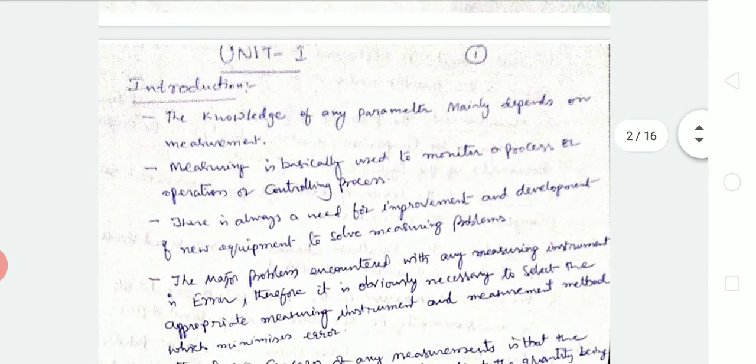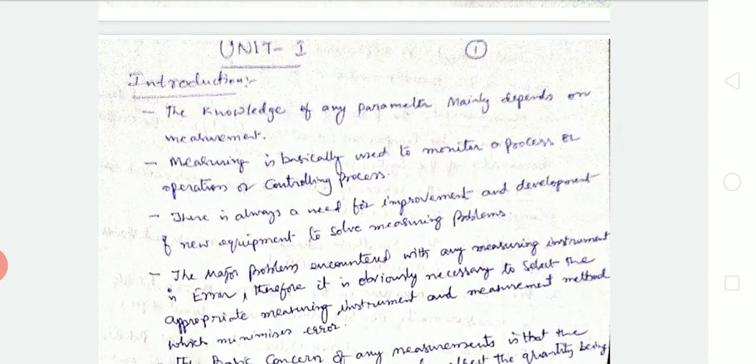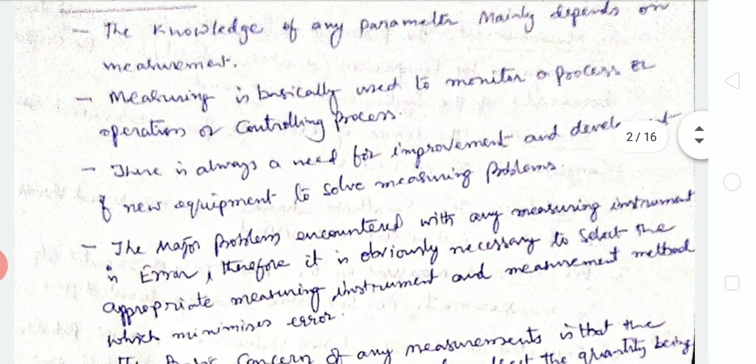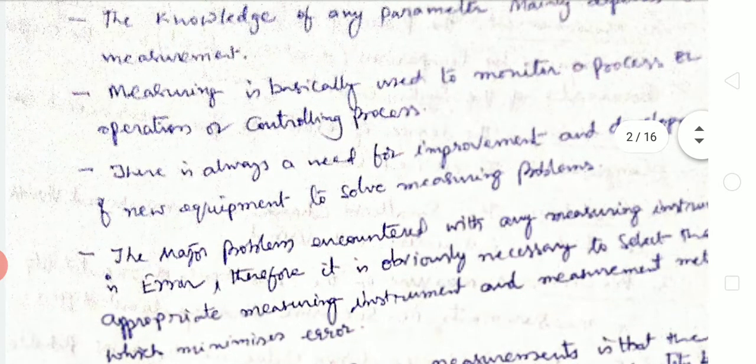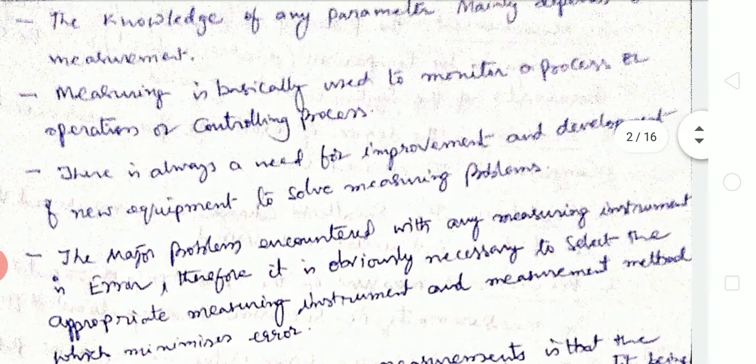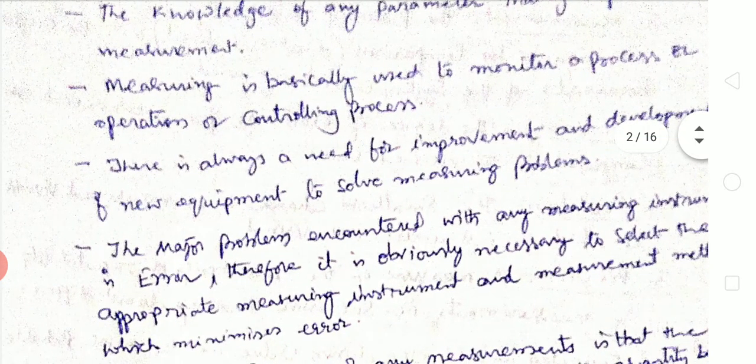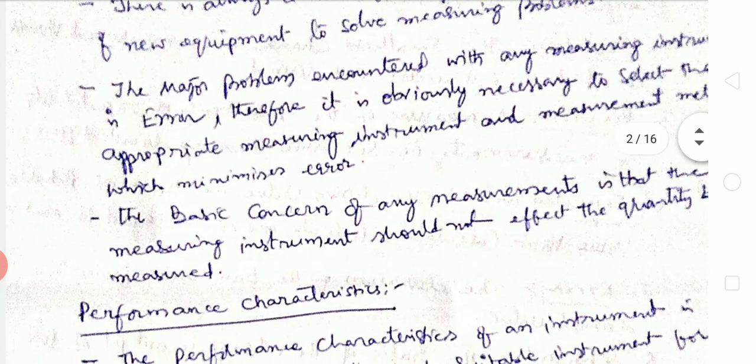Okay, just let us have the introduction about this measurement concept. The knowledge of any parameter mainly depends on measurement. Measuring is basically used to monitor a process or operation or controlling process. There is always a need for improvement and development of new equipment to solve measuring problems. The major problem encountered with any measuring instruments is error.